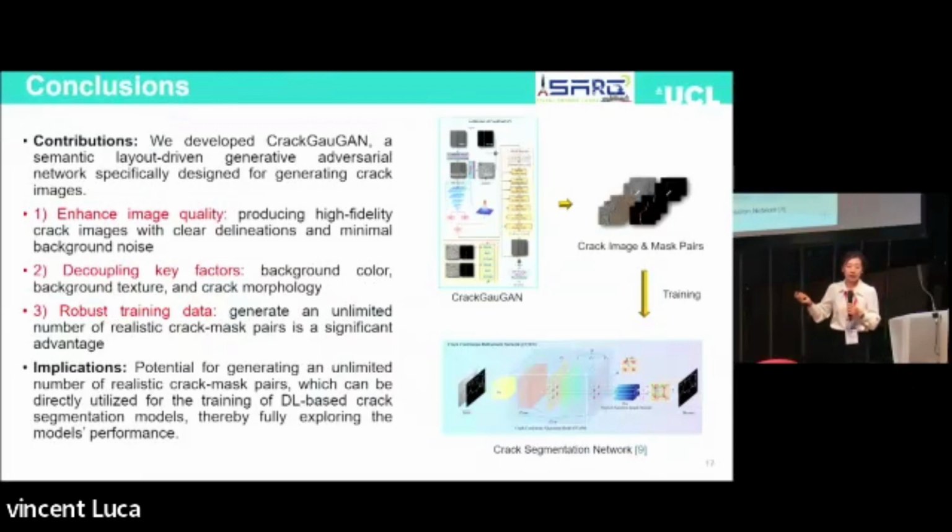Okay, let's move to the conclusion. In the whole research, there are 3 big contributions. The first one is we enhance the image quality. We produce high fidelity crack images with clean delineation and minimal background noise. The second one is decoupling the key factors in 3 steps: the first for the background color, then the background texture, and then the crack morphology. And the last one is robust training data. We can use limited data to generate an unlimited number of realistic images for future crack detection.